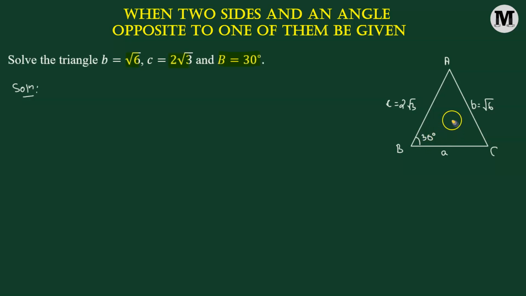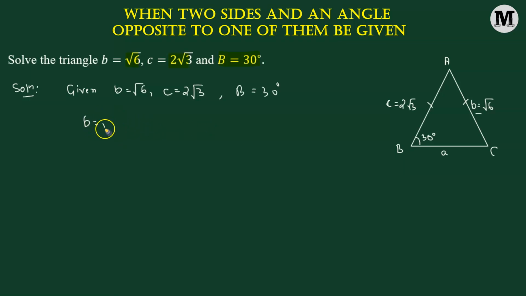Now what we are being provided here is two sides of the triangle and an angle which is opposite to one of the sides. That one side is actually b here. Okay, so first let's note down whatever we have been provided with. We are given b equals square root of 6, c equals 2 times square root of 3, and angle B measures 30 degrees. First we're going to take the side that is opposite to the given angle. That is b in our case. So let's keep that aside.